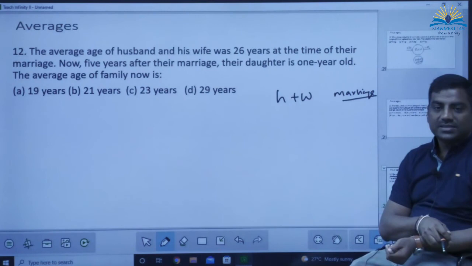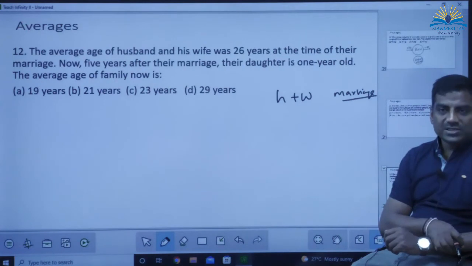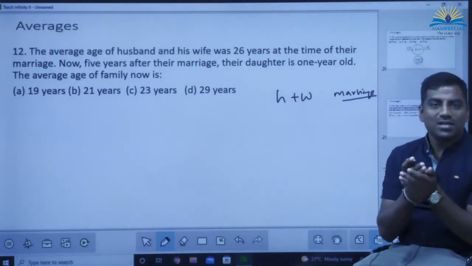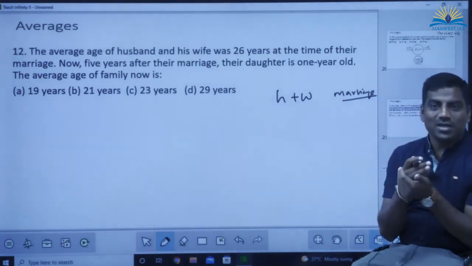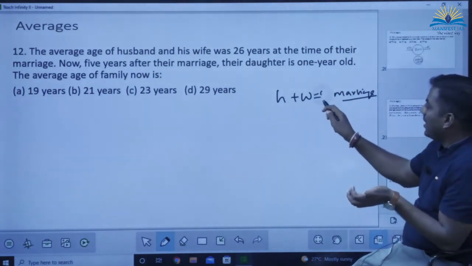Average is 26. The average age of husband and wife together is 26. What is the sum of their ages? 52. I am waiting for that.